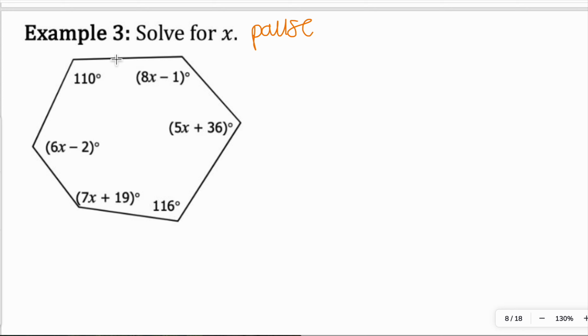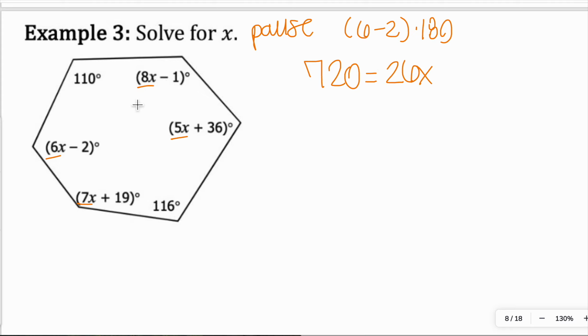All right, so we got 6 sides. So n minus 2, or 6 minus 2, times 180, or 4 times 180 is 720. So I'm going to set 720 equal to everything I see here. I'm going to go ahead and add all my x's together. 6 plus 7 is 13, plus 5 is 18, plus another 8 is 26x. And then 110 minus 1 plus 36 plus 116 plus 19 minus 2 is 278.